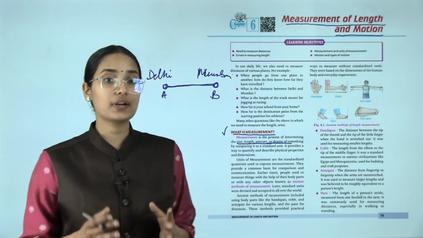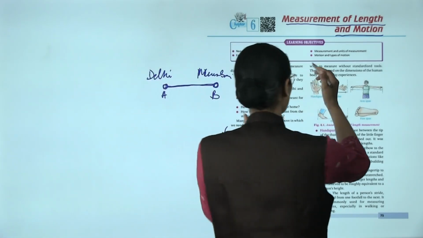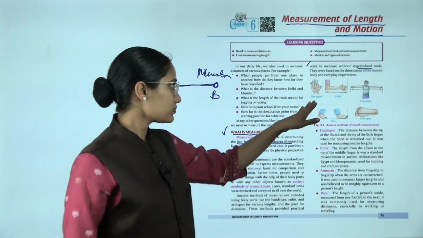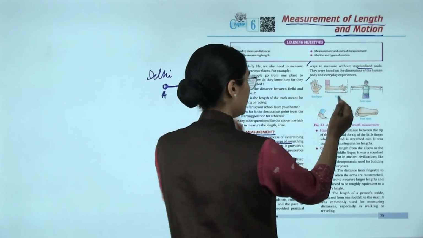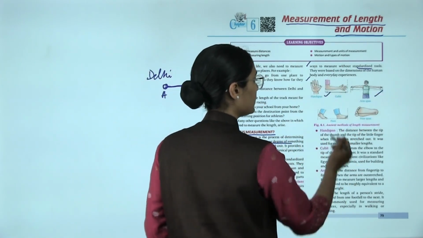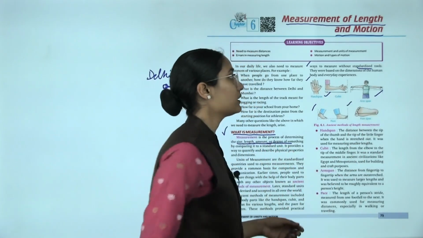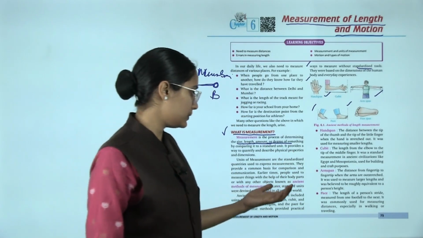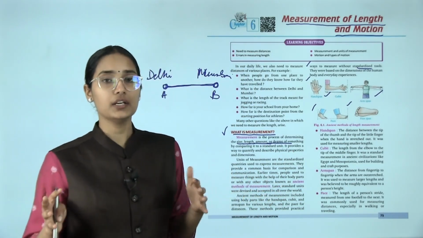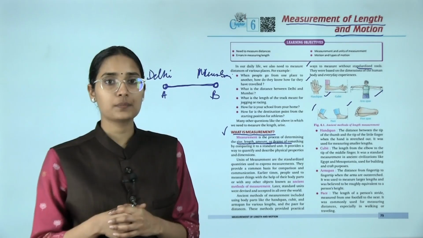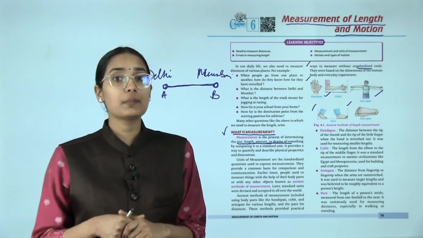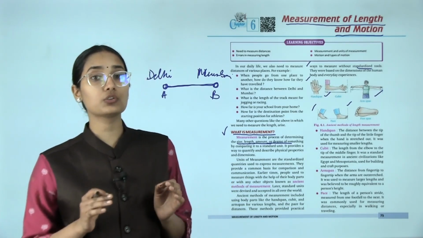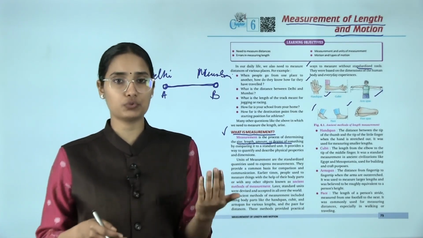Now these methods provided practical ways to measure without standardized tools. So we used handspan, cubit, arm span, pace and footstep. These were not standardized tools, but these methods provided a practical way to actually measure something. They were based on the dimensions of the human body and everyday experiences. So although not standard, they were found to be very useful.